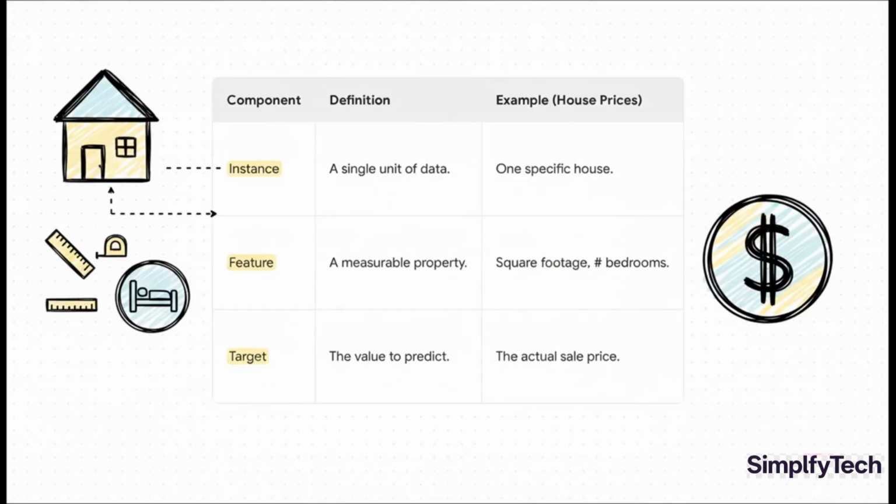Now, for this to work, the model needs to speak a very specific language, the language of data. So let's break down the vocabulary using a simple house price example. An instance, that's just one specific house in our dataset. The features are its measurable details, things like its square footage or how many bedrooms it has. And the target? That's the answer we want the model to learn how to predict, the final sales price.